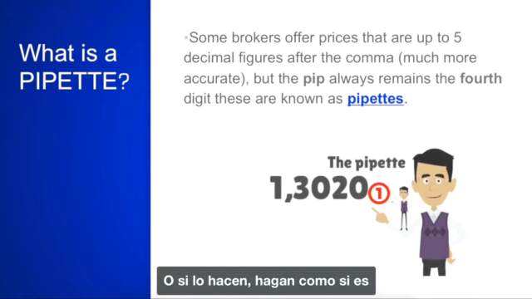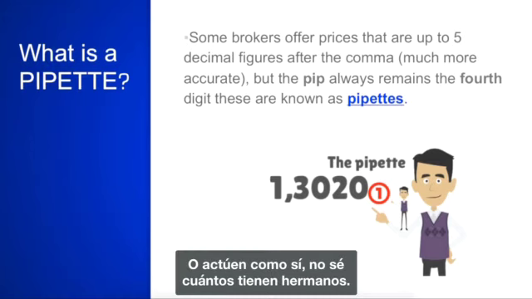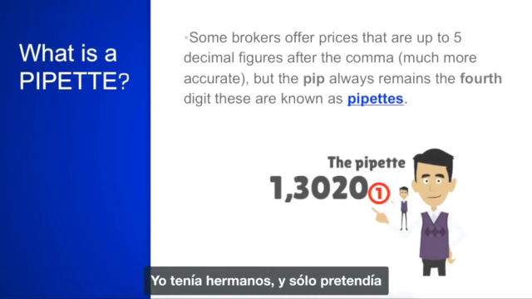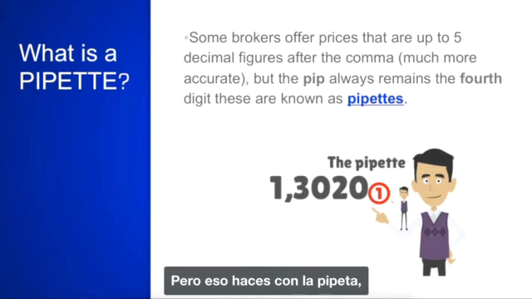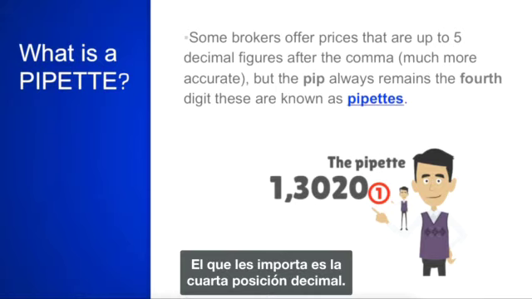Or if you do, act like it's that invisible friend that you had. Or act like, I don't know how many of you had siblings, but I had siblings, and what I would do is pretend they were invisible. It used to make them really mad. I know I'm not the only one who did that. But that's what you do with the pipette. Act like it doesn't exist. The one that you care about is the 4th decimal place.